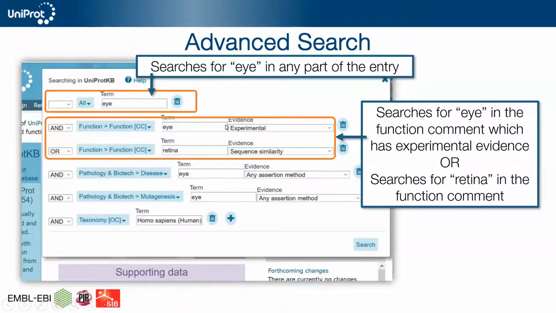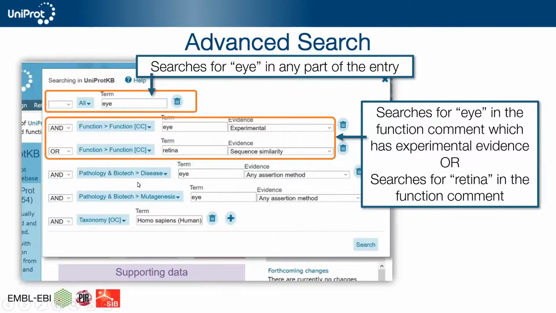So here you can assign what type of evidence you're interested in, to restrict your search even more. You can even add, and here you can add an or as well. So you can also search for retina in the function comment by sequence similarity. So for this search, I'll be searching for entries which either have eye in their function comment or they have retina in their function comment, along with these restrictions.